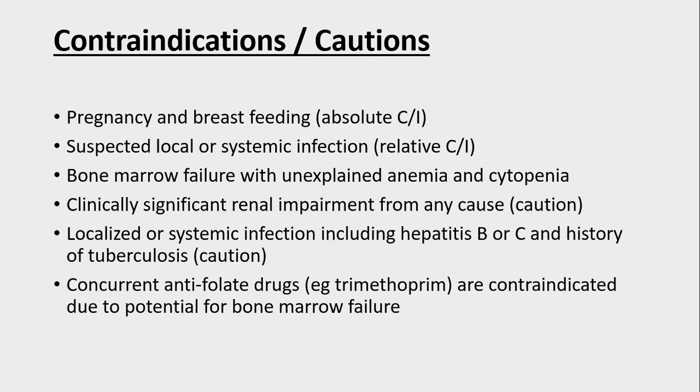Contraindications and cautions. For pregnancy and breastfeeding, it is absolutely contraindicated. For suspected systemic or local infections, it is relatively contraindicated. In bone marrow failures and unexplained anemia and cytopenia, it's absolutely contraindicated. Then in significant renal impairment from any cause, use with caution. In localized or systemic infection, including hepatitis B or C and history of tuberculosis, use with caution. And with concurrent antifolate drugs like trimethoprim, it is contraindicated due to potential of bone marrow failure.